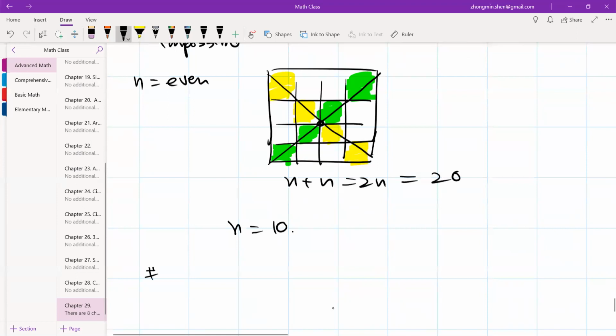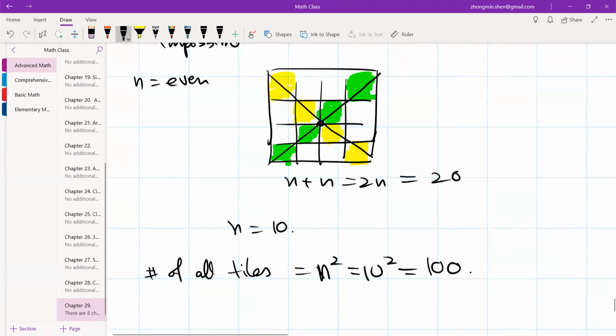Then the number of tiles on the floor is going to be n squared, which is 10 squared, and that is going to be 100, right? So you have to look at two cases and find the general formula for the number of tiles on the diagonal. Okay, and for the squares, it's much easier to handle. So there are only two cases.